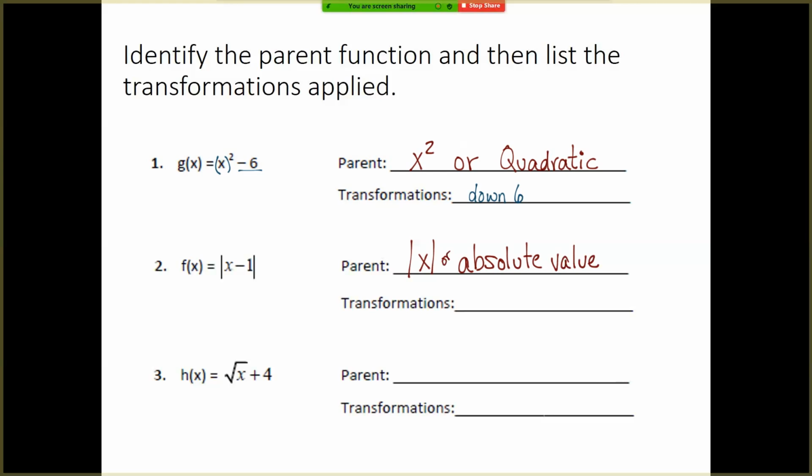And then the transformations. This time when I look at my transformations, the -1 here is not hanging out at the end. It's actually inside the absolute value bar. So that's going to move me left or right. Remember, if it's inside with x, it's going to go opposite. So instead of moving -1, it's going to actually move +1, which is right 1.